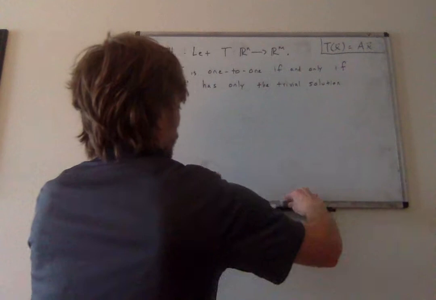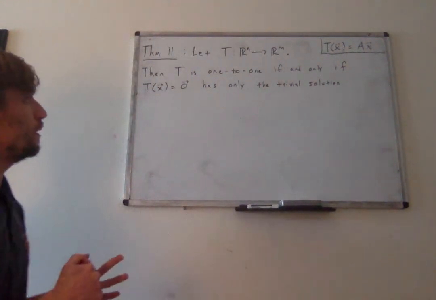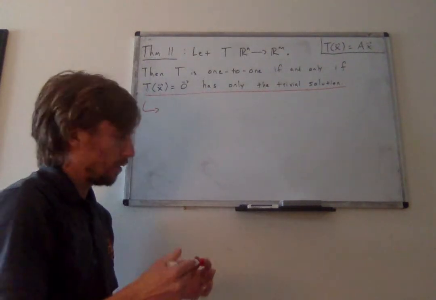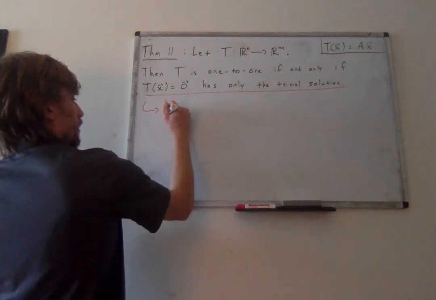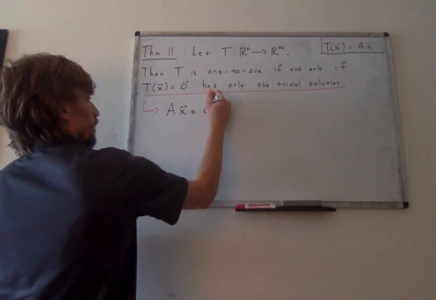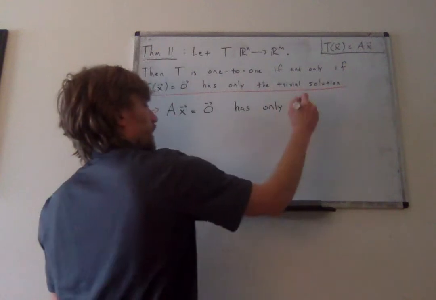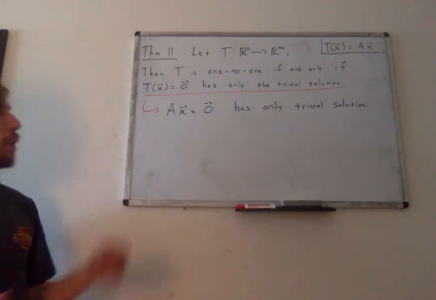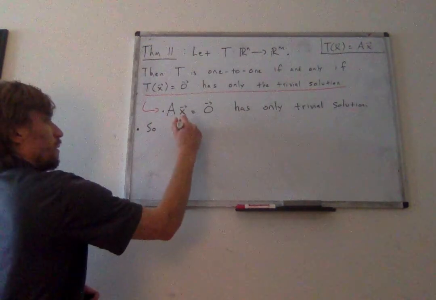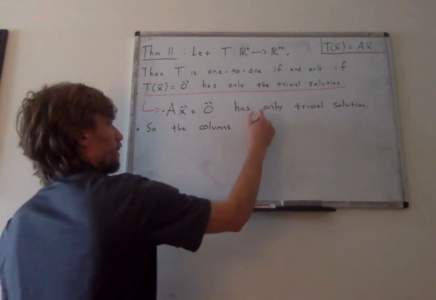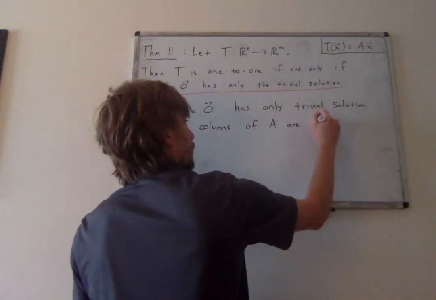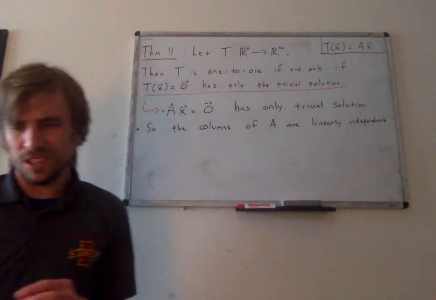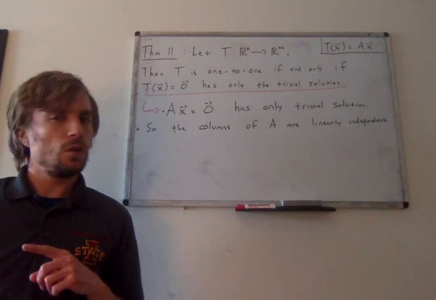So, if this is true, right? So this last line here implies that the matrix equation AX equals 0 has only the trivial solution. And now, if you'll remember, this means the columns of A are linearly independent. But that doesn't tell us a whole lot about the reduced row echelon form yet, or does it?